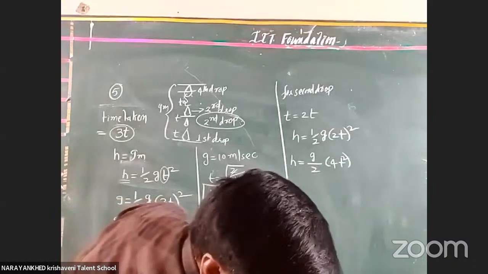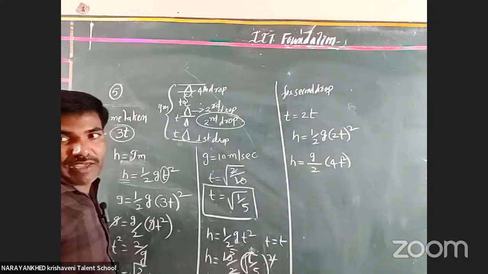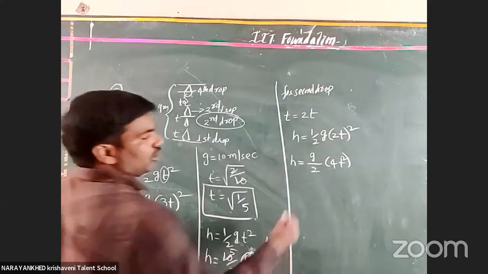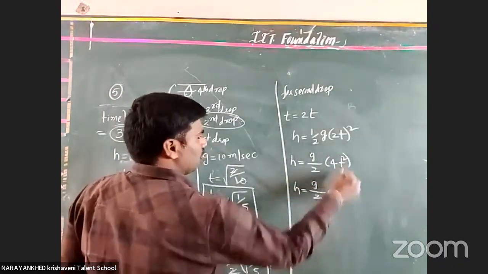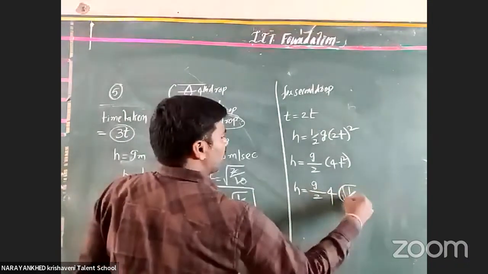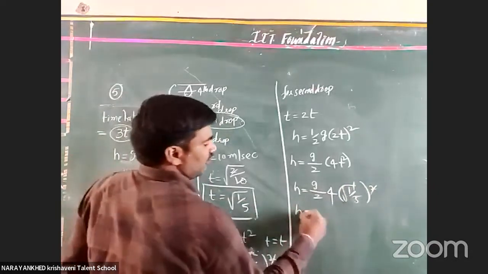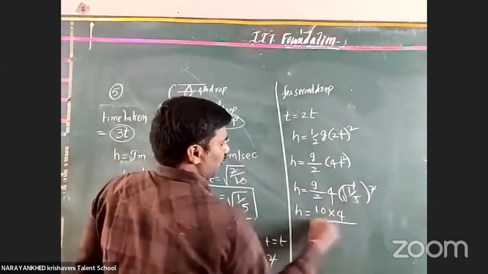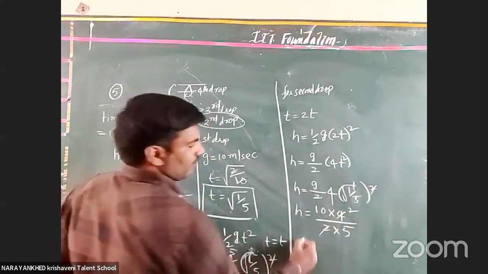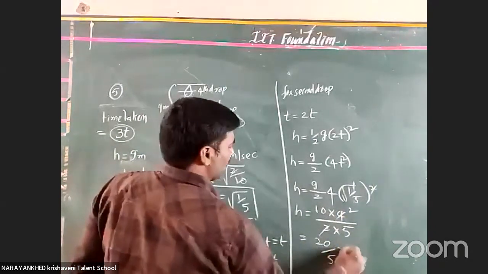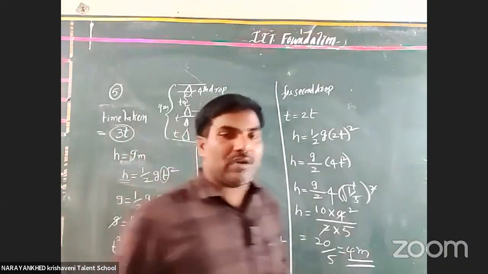Already we have the t value, or not? What is the t? Under root of 1 by 5. h is equal to g by 2 into what is this? Under root of 1 by 5 whole square. Got it. Now there is g, how much? 10. 10 into 4 by 2 into 5. This cancels with that. Now it becomes 20 by 5. The answer is what? 4 meters. Okay now? Yes, yesterday we already discussed it.